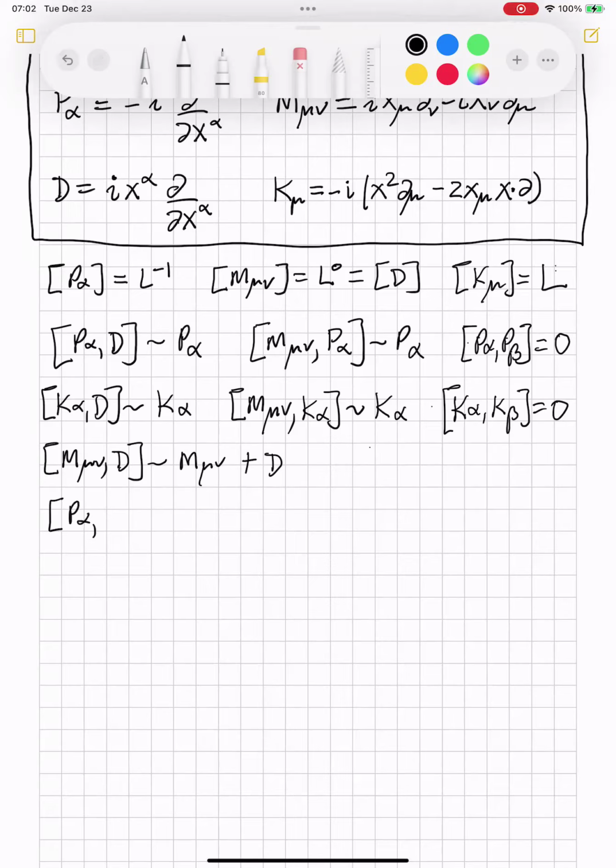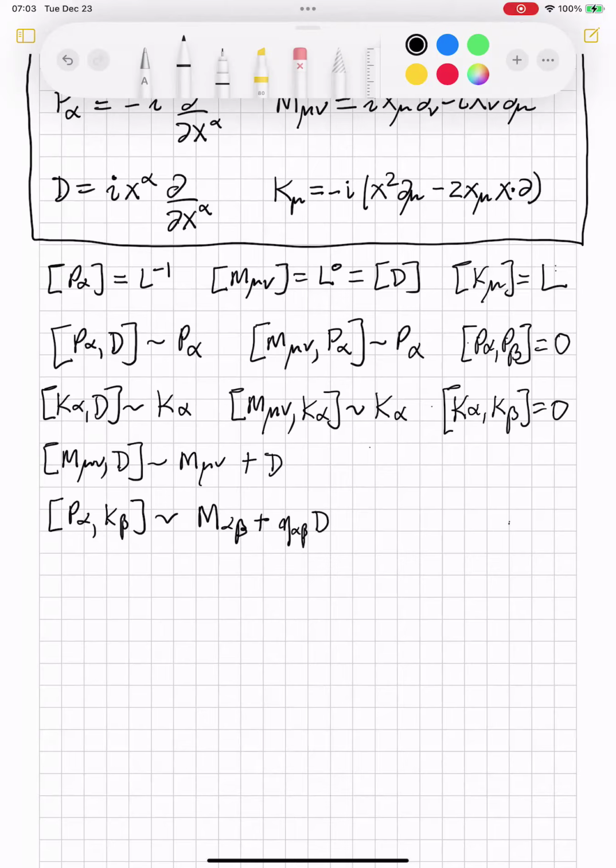If we've got the commutator of P alpha with K beta, what do we get on the right-hand side? P is an inverse length, K is a length. So on the right-hand side, we must get things that are dimensionless. In fact, we can get an M. I know the indices on the left-hand side are alpha beta, so this must be something like an M alpha beta. And then I can also get a D, and sticking indices in, I should also get something like an eta alpha beta. Something like that.